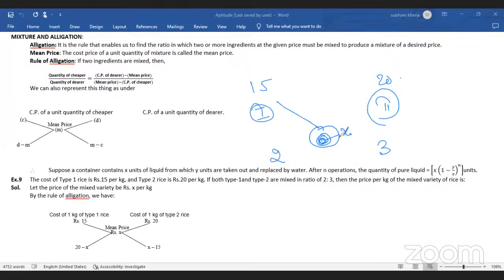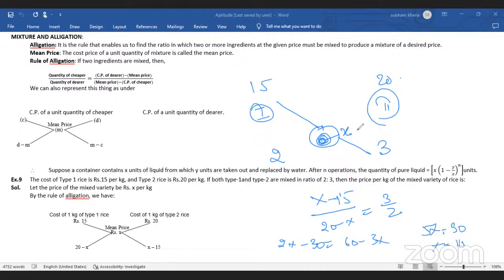What did I say? What's the logic? x minus 15 by 20 minus x will be given as 3 by 2. We'll get 2x minus 30 equals 60 minus 3x. So 5x equals 90, x equals 18. So what's the middle ground? 18 rupees per kg.